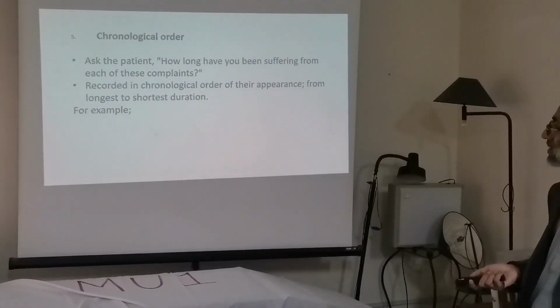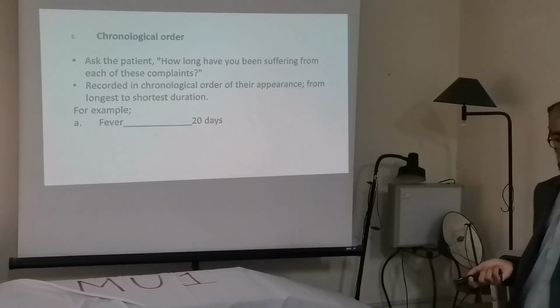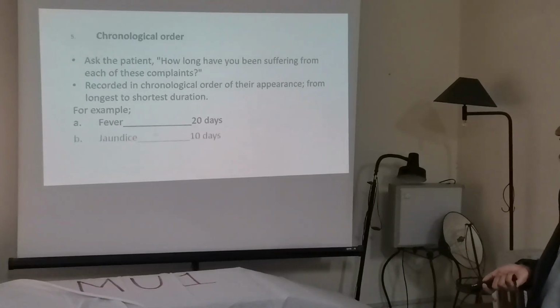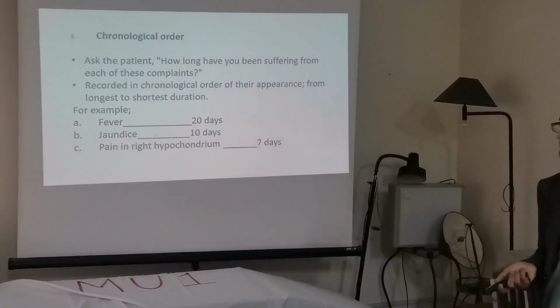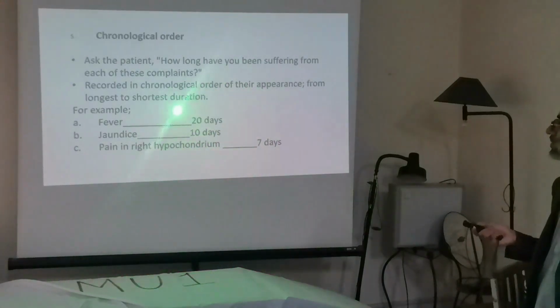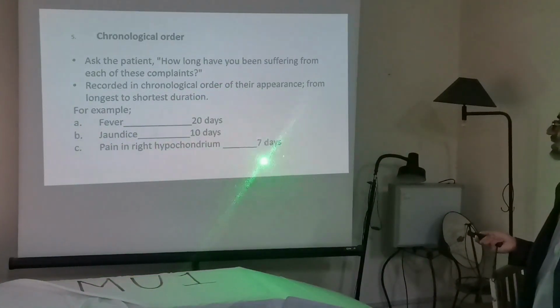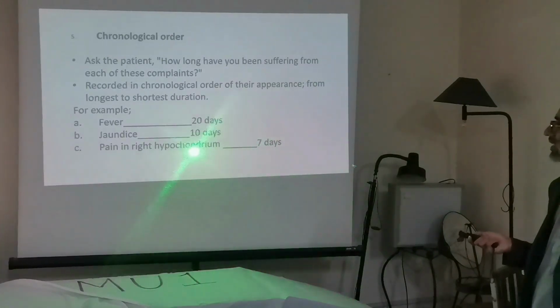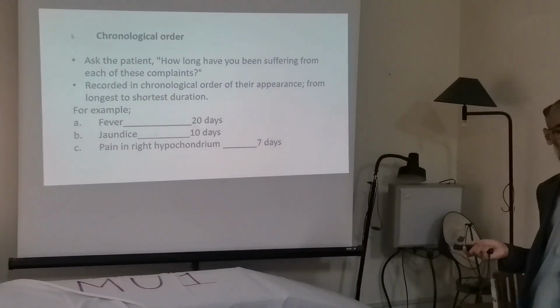For example, fever 20 days, jaundice 10 days, pain in right hypochondrium 7 days. This is one example of chronological order from longest to the shortest. Longest is 20 days, shortest is 7 days.